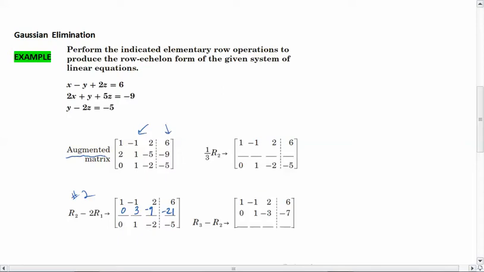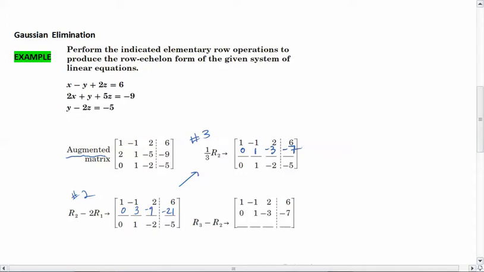But we don't want a 3 as our first leading coefficient there. We want a 1. So all we need to do from there, this goes to step 3, is to divide that row 2 by 3. That will give us a 1 as our leading coefficient. So we get 0, 1, negative 3, and negative 7.